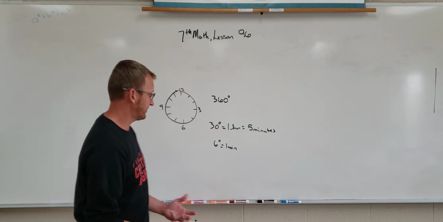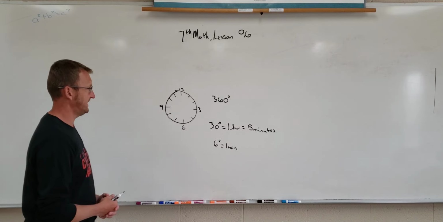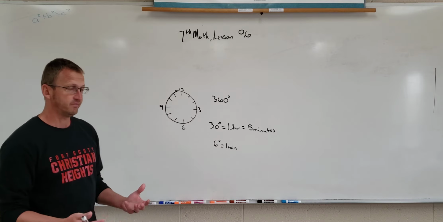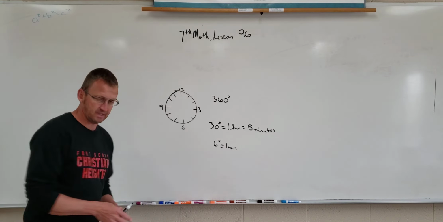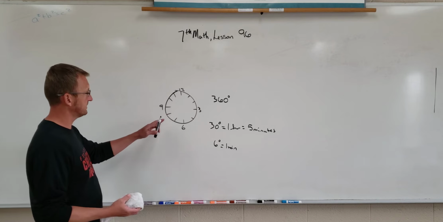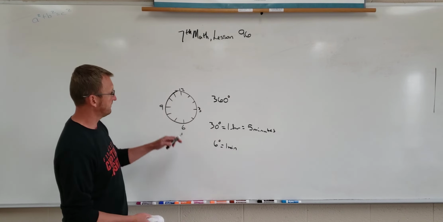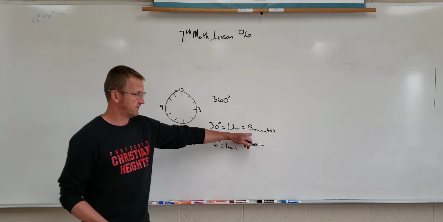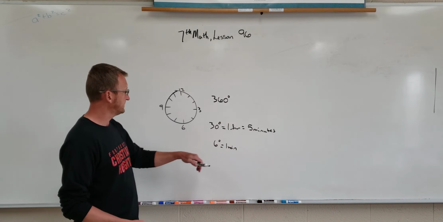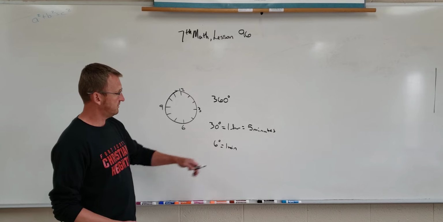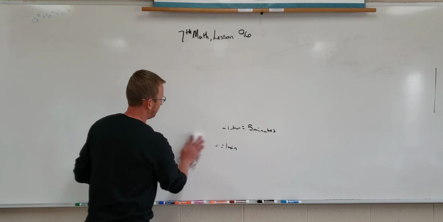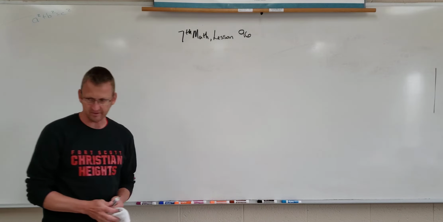So the first part is talking about estimating using a clock. If you can use a protractor, great. But if not, it'll be okay. On the clock, some of them will show you a clock. Every hour is 30 degrees, which is also every 5 minutes. Every minute is going to be 6 degrees. So if they show you a clock in the problem, that will help you immensely.